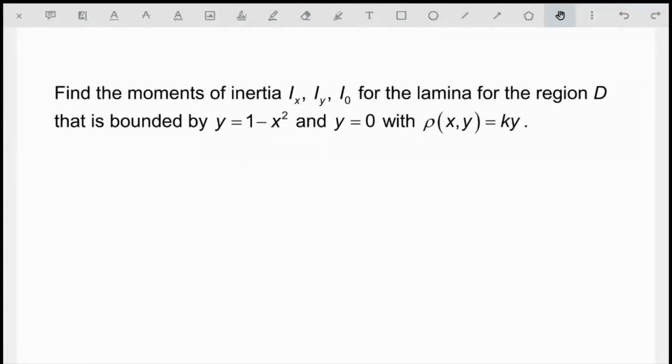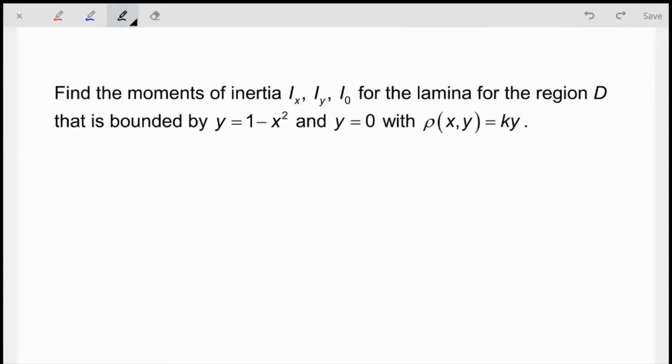All right, so last one here. It says find the moments of inertia. So we want the moment about the x-axis, the y-axis, and the origin, for the lamina, for the region D that's bounded by y equals 1 minus x squared, y equals 0, and rho is ky this time.